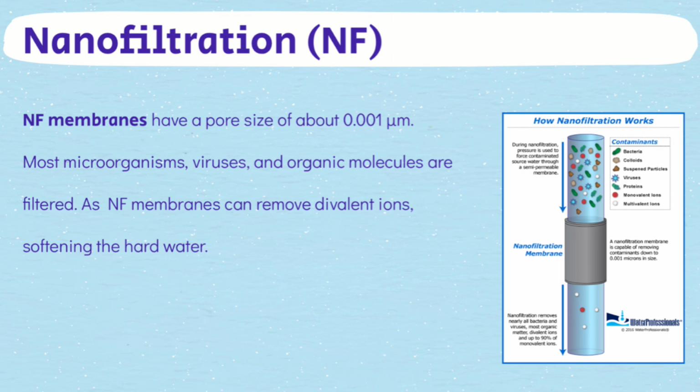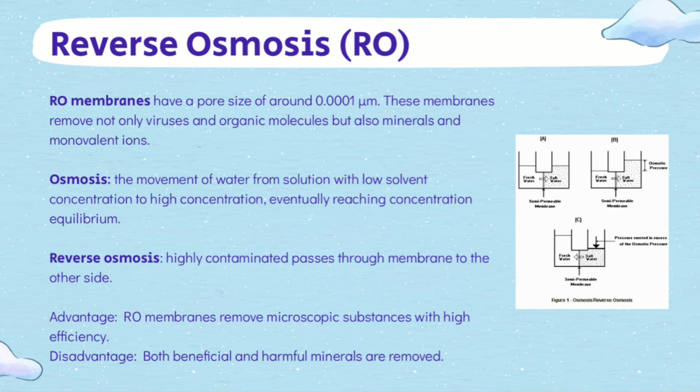Nanofiltration membranes have a pore size of about 0.001 micrometers. Most microorganisms, viruses, and organic molecules are filtered, as nanofiltration membranes can remove divalent ions, softening the hard water. Reverse osmosis membranes have a pore size of about 0.0001 micrometers. These membranes remove not only viruses and organic molecules but also minerals and monovalent ions.